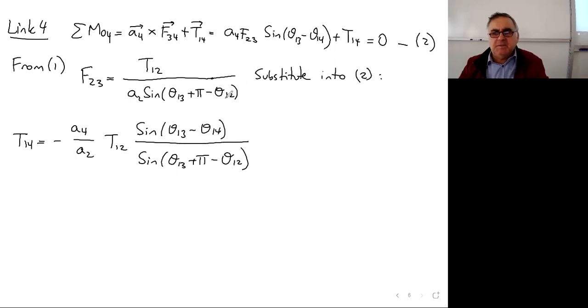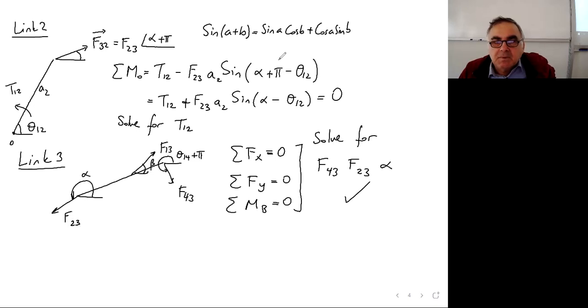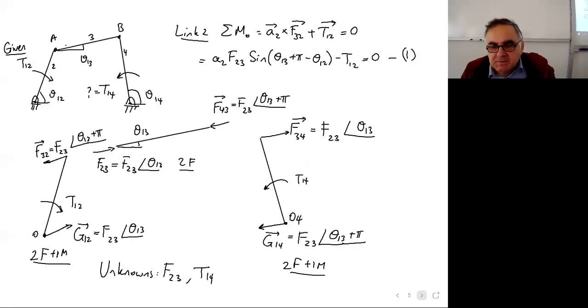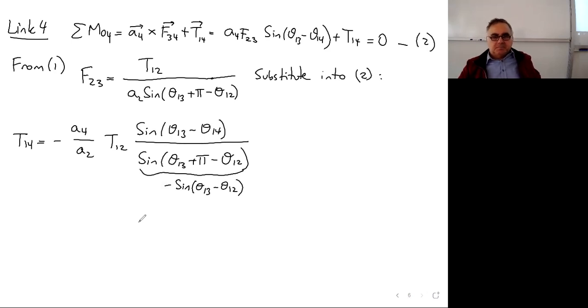But remember that trigonometric identity, which was, where was it? Here. Sine A plus B is equal to sine A cosine B, etc. In that case, we can write this as minus sine theta 1, 2 minus theta 1, 2. If you do it, you will see that this is correct.